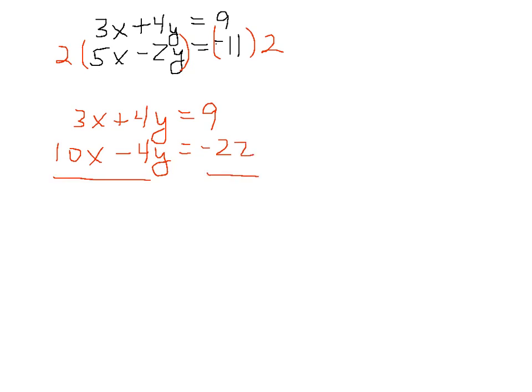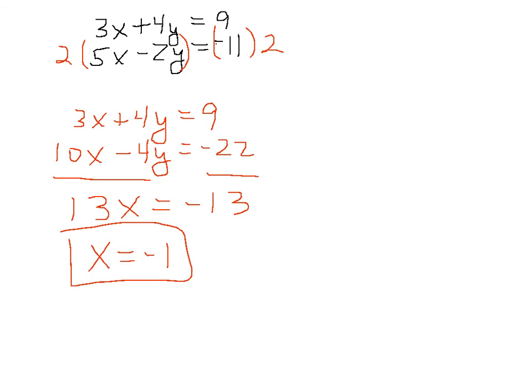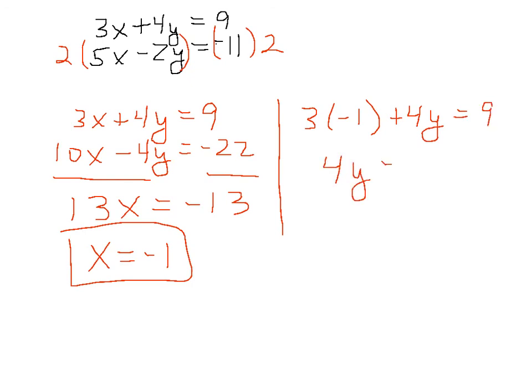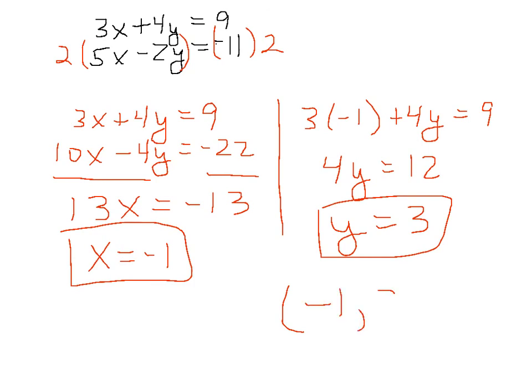Now when I add, I get 13x equals minus 13. So x is equal to minus 1. So I'll take that minus 1 and put it in for x, let's say in the top equation. And so I get 3 times minus 1 plus 4y is equal to 9, which means 4y is equal to 12, which means y is equal to 3. And so my solution is minus 1, comma 3. Okay, and that's the solution.